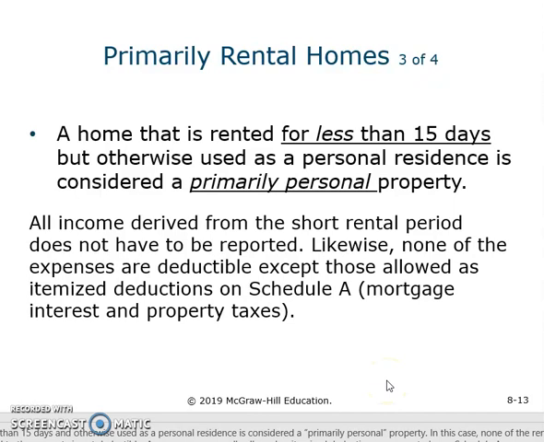On the other hand, if we have a home that is rented for less than 15 days, but is otherwise used as a personal residence, it is considered primarily personal property. All income derived from the short-term rental period does not have to be reported. Likewise, none of the expenses are deductible except those that are allowed as an itemized deduction on Schedule A, like your mortgage interest or property taxes.